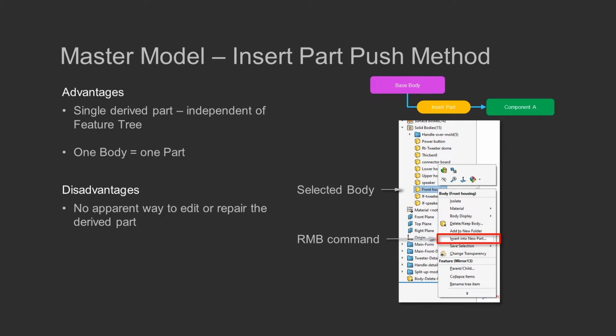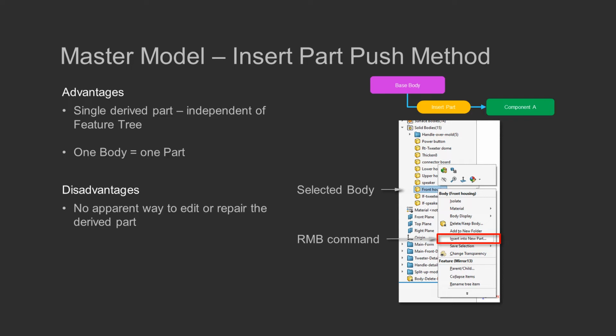The first method, the insert part push method that I showed really briefly, and I'll show it again, is a simple single derive of a single body in the solid bodies folder. It's very simple to do, very reliable to do. It's one body versus one part, which is less is more, meaning that you have less to deal with as far as all the bodies or all the features in that base part. It's basically associating one body to one part.